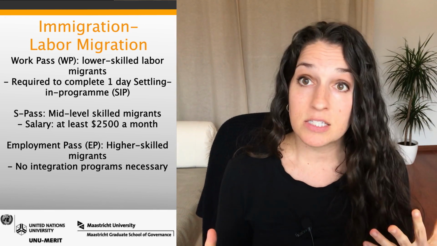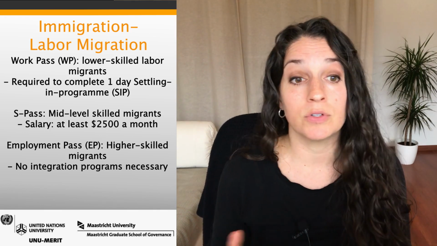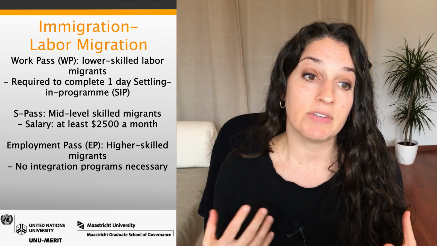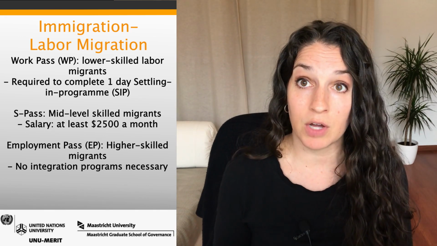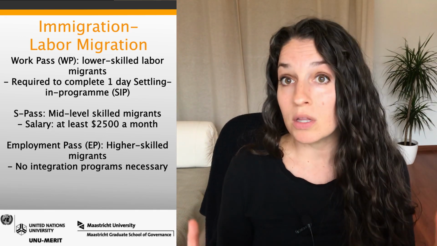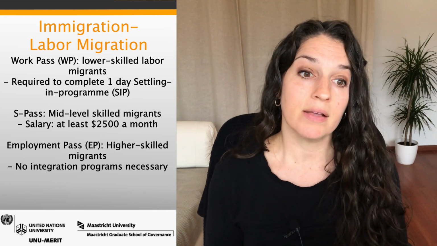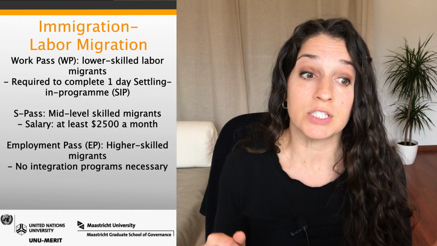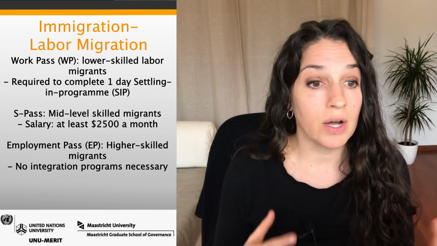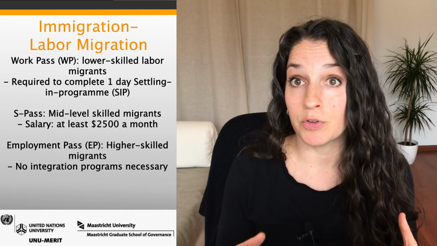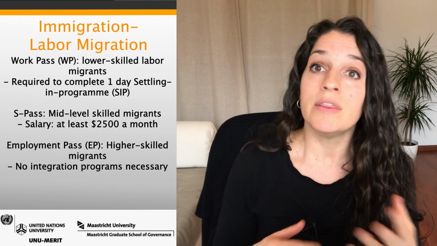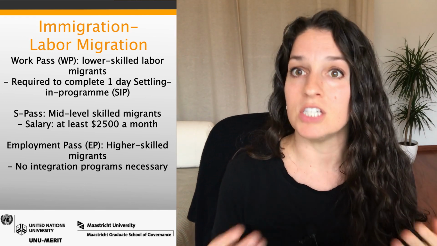Then you have the S-Pass, which is for mid-level skilled migrants, and they need to have a salary of at least $2,500 a month to qualify for this visa. Then you have the Employment Pass, which is meant for higher skilled migrants, and there's no kind of integration program necessary for this pass, and as we'll see later, this group also has a lot of additional perks.